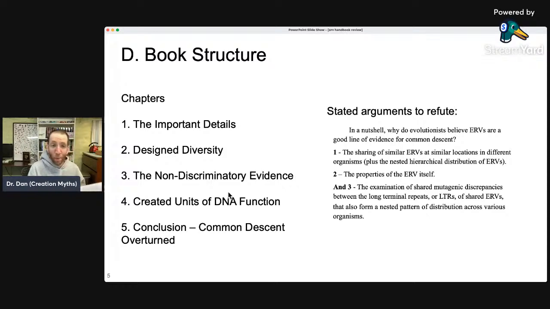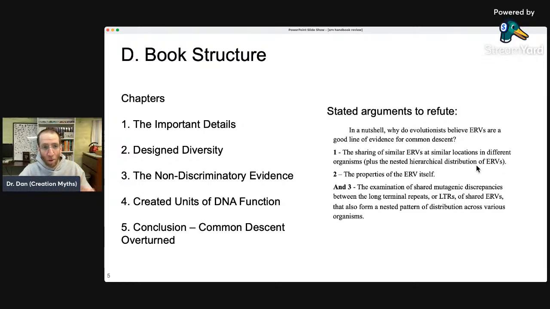Here we go. It's at the bottom of page 22, points 1, 2 and 3, except the last 2 lines go on to the next page. They also form a nested pattern of distribution across various organisms. So I appreciate this part because he says, in a nutshell, why do evolutionists believe ERVs are a good line of evidence for common descent? The similar ERVs at similar locations across different groups. Yes. It forms a nested hierarchical pattern.